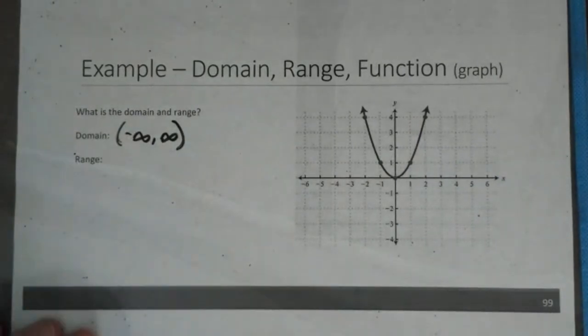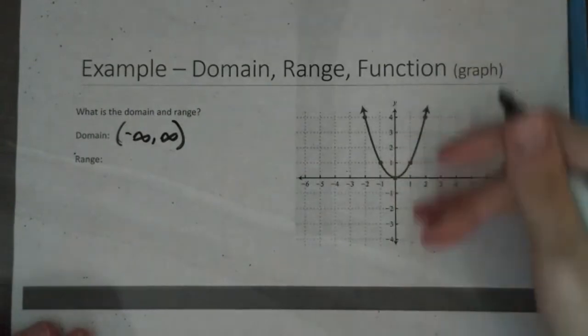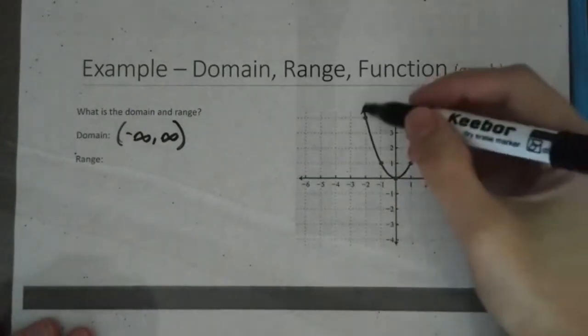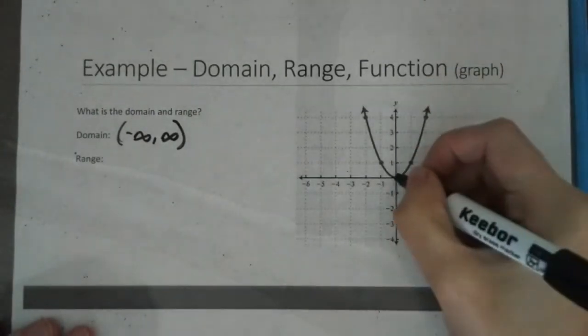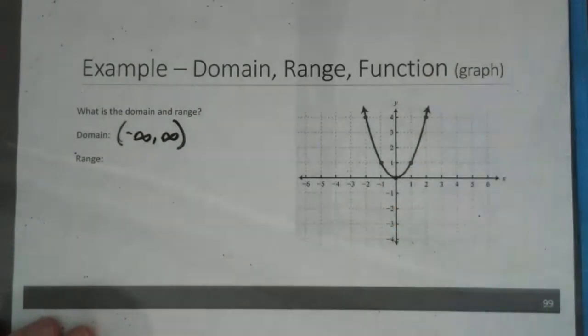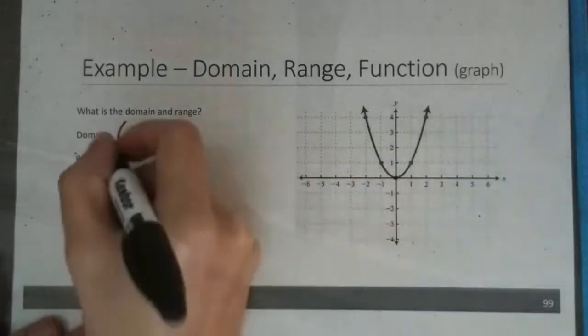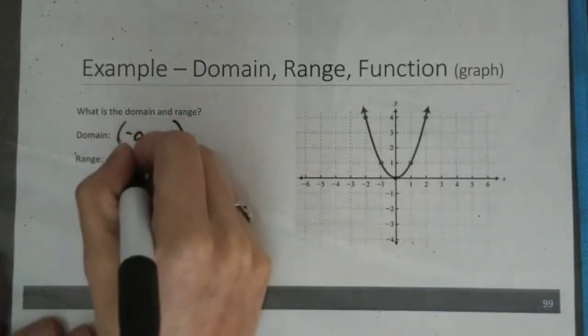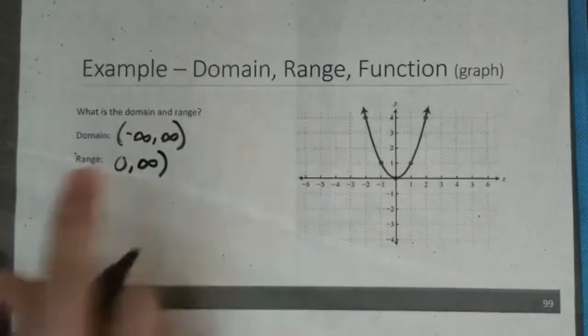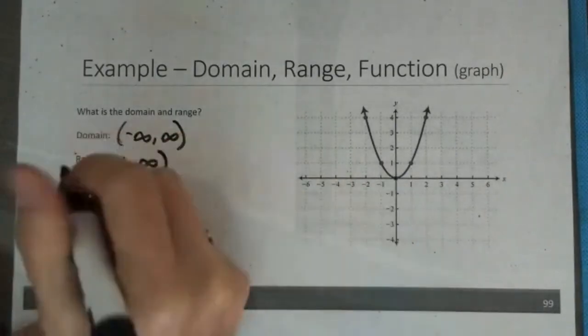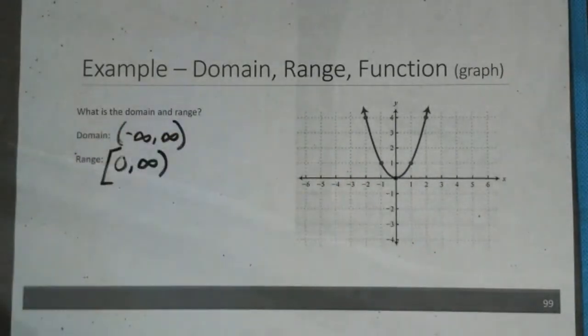Our range will be the y values that we touch. So we're just looking vertically. It looks like the lowest we're ever going to go is this point right at the origin. That has a y value of 0. And then we're going to go up forever. So our range will be 0 to infinity. That 0 has a closed circle on it, so we will have a square bracket.